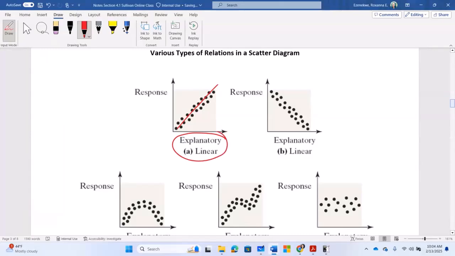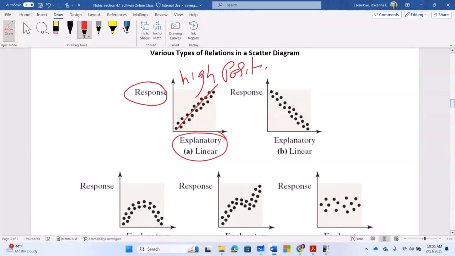All the points are not on the line, so this will be called a high positive linear relationship. So the relationship between this explanatory variable and response variable, we shall say it is a high positive linear relationship.